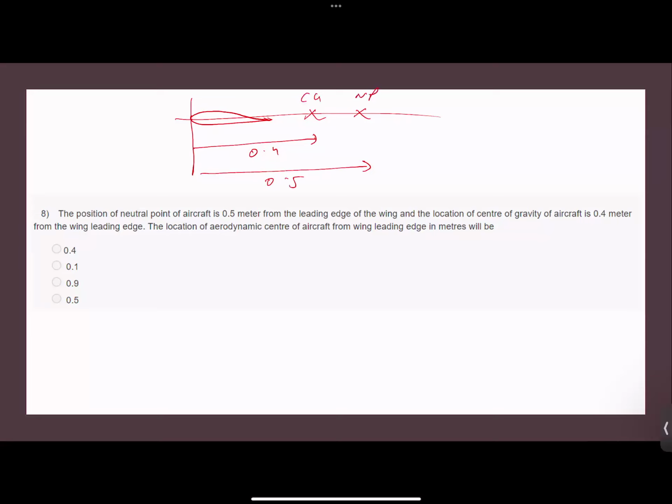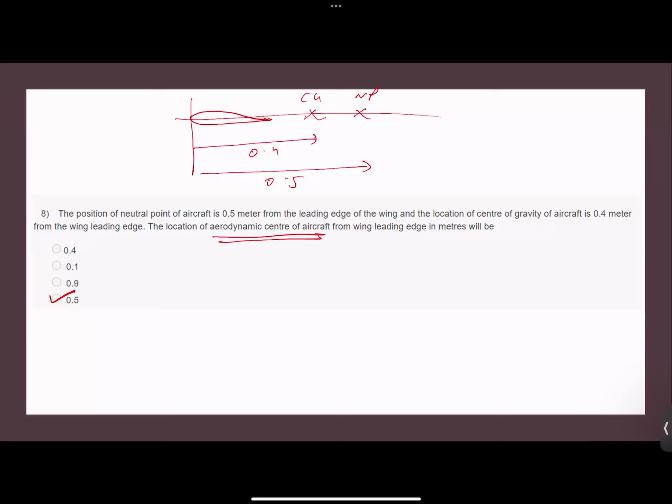Now the trick here is that they've asked you the location of aerodynamic center of the aircraft. So aerodynamic center of the aircraft is nothing but the neutral point, right? So both of them have the same definition. Aerodynamic center of the aircraft is the neutral point. So it's just 0.5 meters. That was a tricky part of the question.